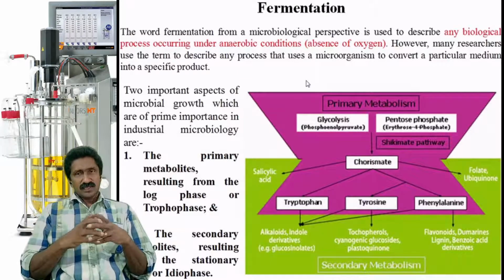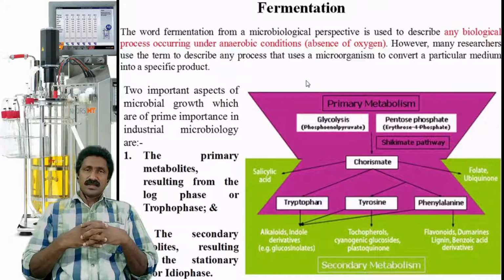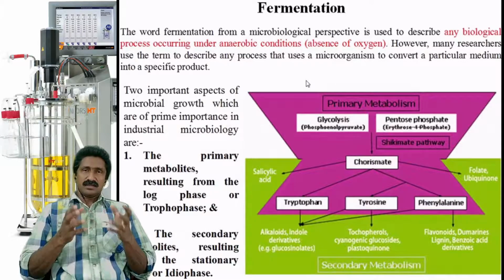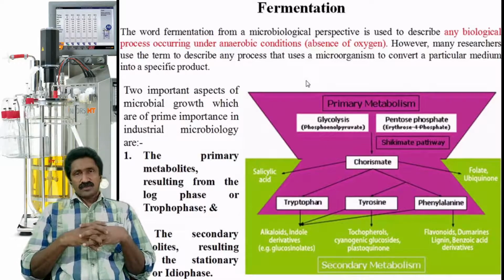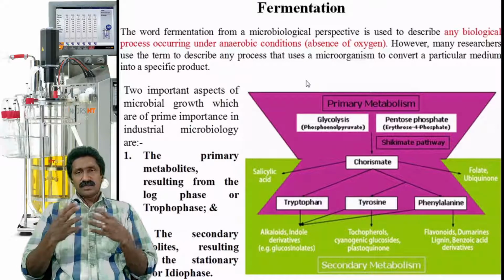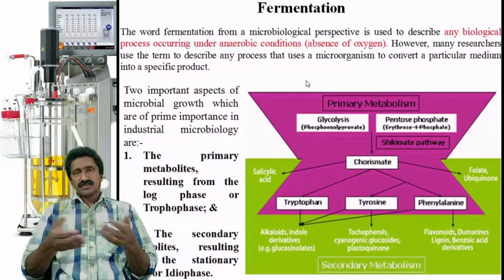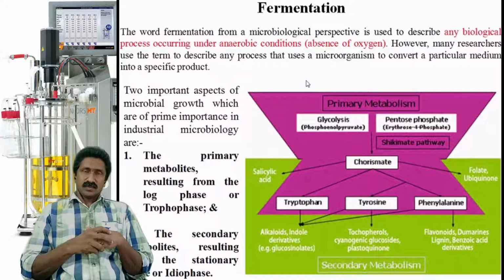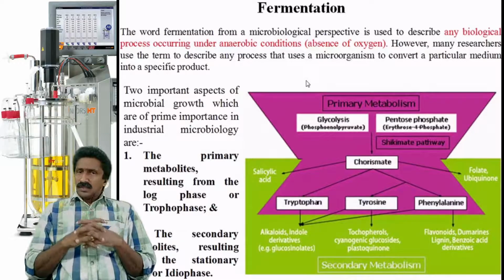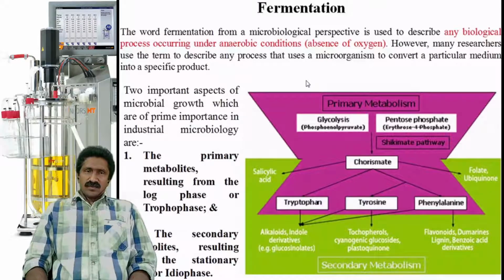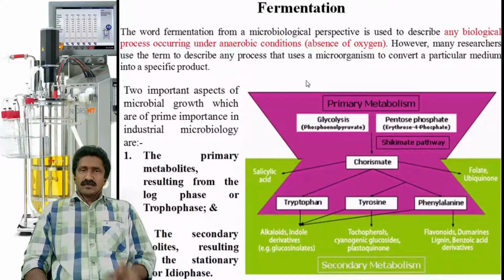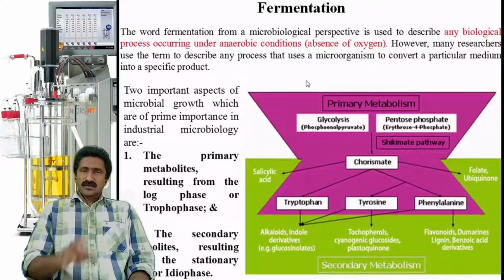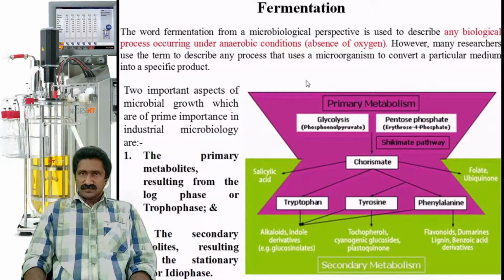But usually in microbiological terms, we take only the anaerobic processes done by microorganisms for the conversion of a product. Alternatively, people generally use the term fermentation even for aerobic processes also. Now, two important aspects of microbial growth, which are of prime importance in industrial microbiology or fermentation technology, are the production of primary metabolites and secondary metabolites.